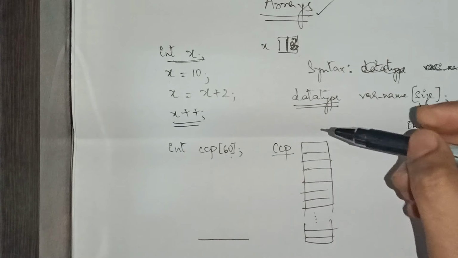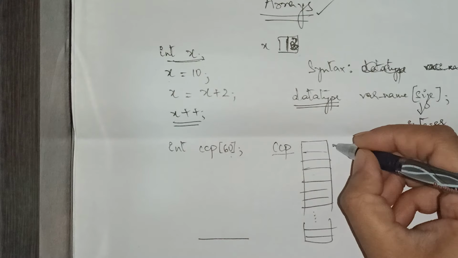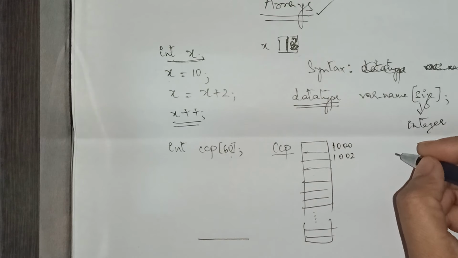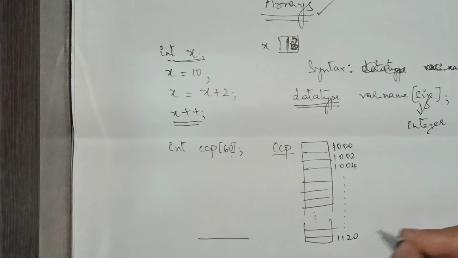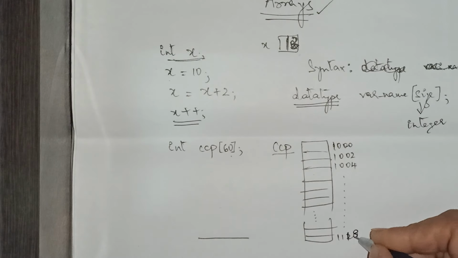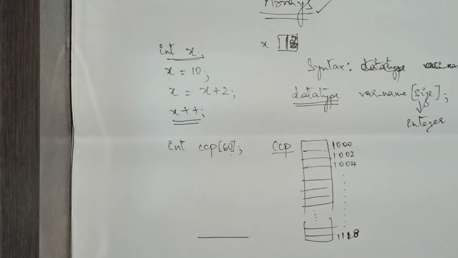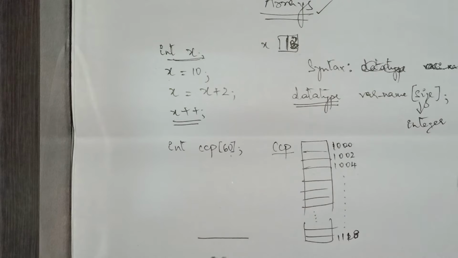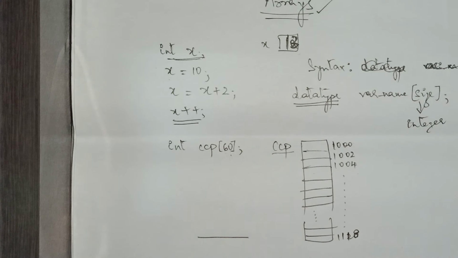Coming to a 16-bit machine, an integer holds 2 bytes. So each location of 2 bytes gets allotted to CCP. Say it starts from location 1000, then the next value will be stored in 1002, the next in 1004, and so on. For 60 values it would be 1120, right? But here it's not 1120, it would be 1118, as it begins from 1000. The locations are like this, 2 bytes for each location and so on. So 60 contiguous locations are allotted to CCP in memory.